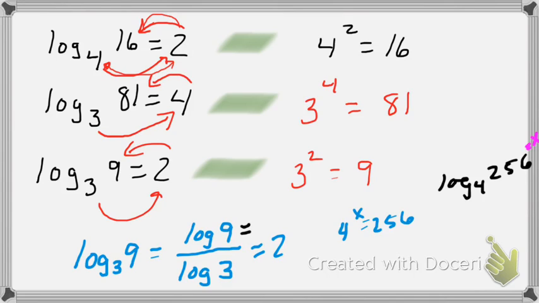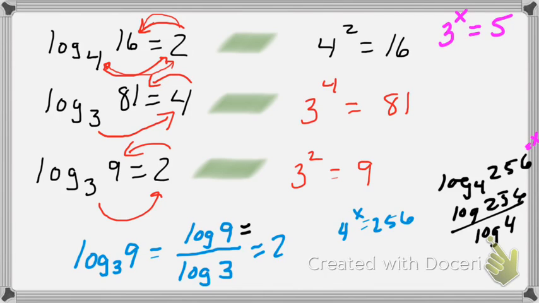But what this does for us is it takes us back to 2 days ago when I said that we could not solve 3 to the x equals 5. Remember I said you couldn't solve it? Now you can.